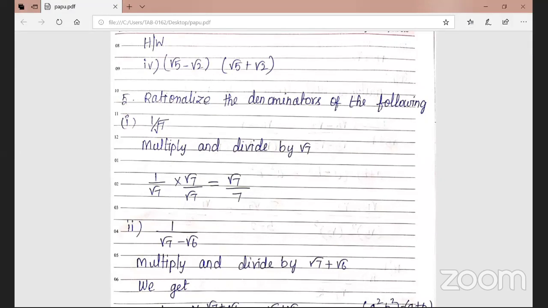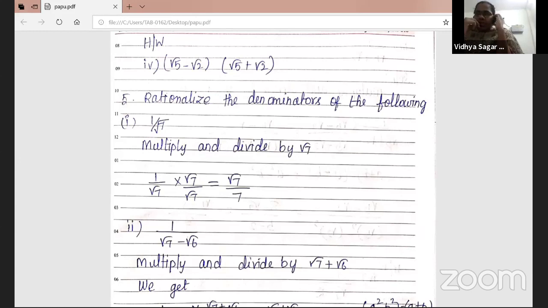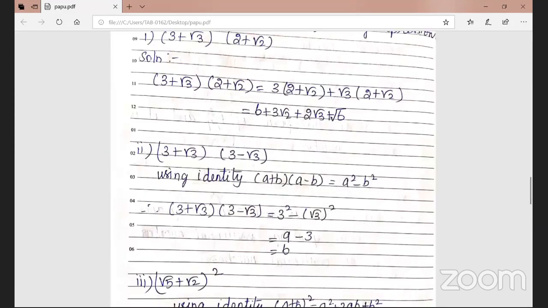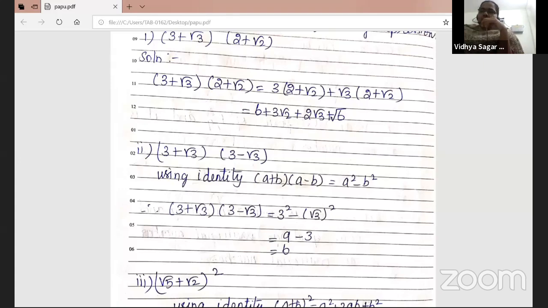Okay, ma'am, you can carry on. Yes, ma'am. Yes. What's your doubt? Ma'am, the second one, the first one. I didn't hear the question properly. Which one? Second question: simplify each of the following expressions, ma'am.